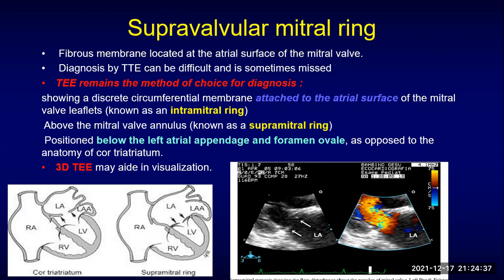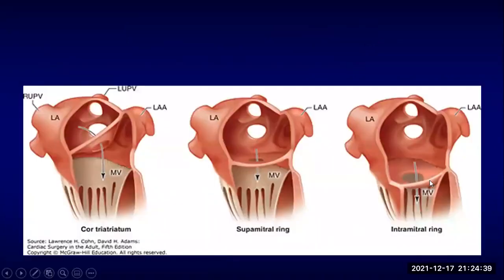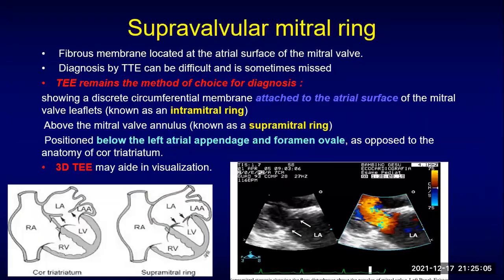And when it is attached to the atrial surface, like in here, this ring is an intramitral ring. When it is higher than the mitral annulus, it is a supramitral ring. And when it is higher than the left atrial appendage, it is a cor triatriatum. It's another congenital anomaly. Okay, and we can see that 3D echo would give us a better visualization of all these anomalies.